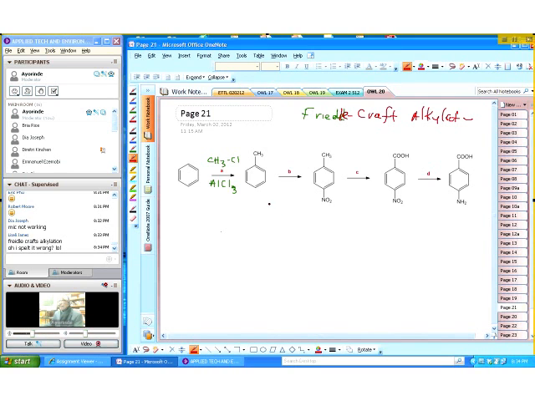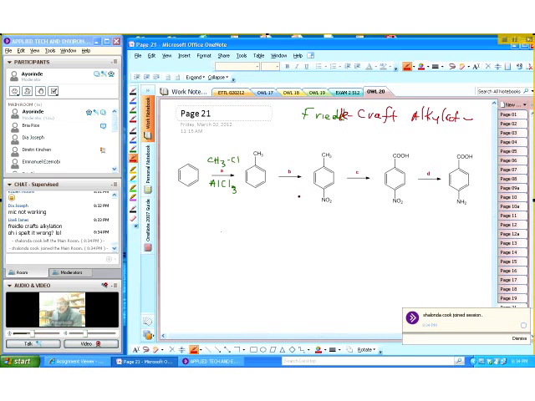Okay, Friedel-Crafts alkylation. I think it's LE somewhere here. Okay, that's Friedel-Crafts alkylation. What about B? Going from this toluene to p-nitrotoluene. What do we need for that? What reagent do we need here?